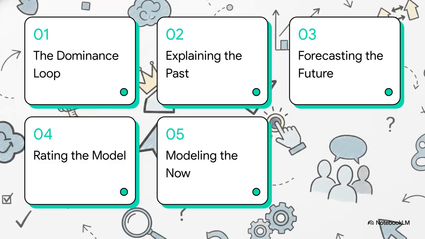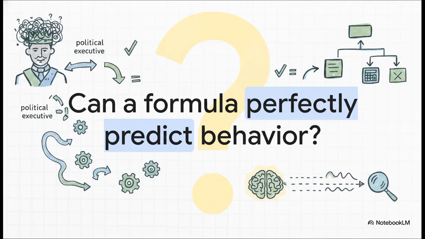So here's our roadmap for today. We'll cover the loop itself, look at how it explains the past, how it forecasts the future, we'll rate the model, and then finally look at modeling the now. Let's jump right in. But look, before we get into the weeds of the analysis, we really have to ask the big core question raised by our source text. Is it actually possible for an algorithm to perfectly predict how a political executive will behave? Can messy human political maneuvering truly be boiled down to a repeatable equation?